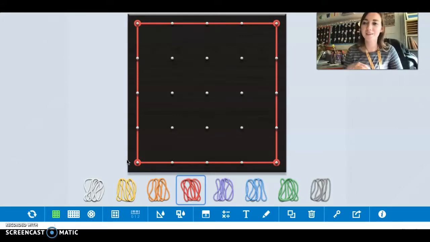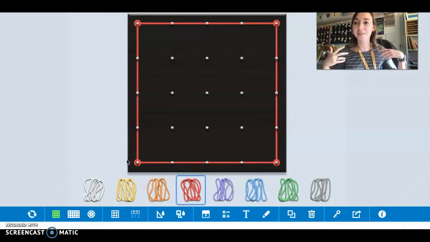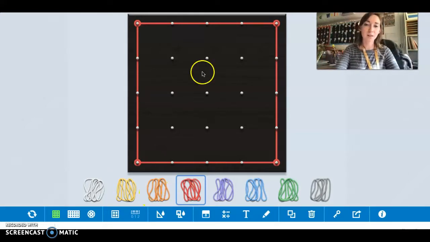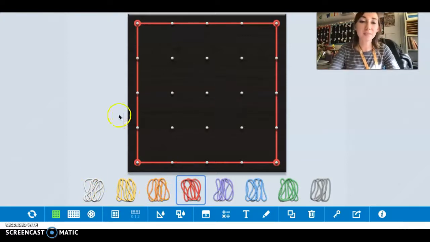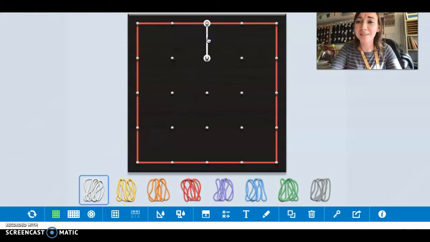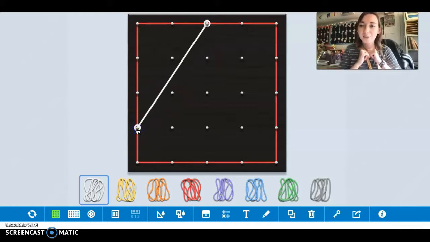All right, so I saw some different answers, and guess what? That makes sense because there is more than one way to make equal parts. There is more than one way to partition here. So I have this square, and I'm going to partition it. I'm going to use one of these rubber bands, and I'm just going to make lines with these rubber bands. And there we go. I made two equal parts.